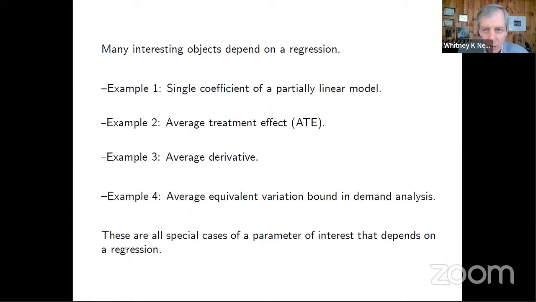But there are many, many other examples. Average treatment effect on the treated. And for estimating economic structural models, you can use these things, like for estimating a dynamic discrete choice model using estimates of conditional choice probabilities. Those are regressions. You can think of those conditional choice probabilities as a kind of regression, and so you can apply this to that as well. Okay, so many interesting objects depend on the regression.